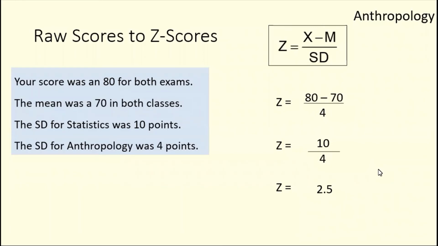For anthropology, we're going to use the same formula, plug in those numbers. We still have 80 minus 70 because we got an 80 on both exams. Mean was a 70 in both classes, so that's 10. Divide by the standard deviation, which here is going to be 4, and that gives us 2.5. So our z-score for anthropology is a +2.5.